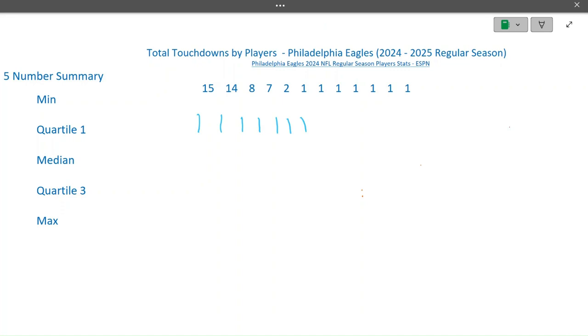3, 4, 5, 6, 7. Okay, and then I'm just going to quickly redo this. It's super nice when the data is written in order, because otherwise that can be the hardest part of this whole thing: reordering the data. It seems to take forever.